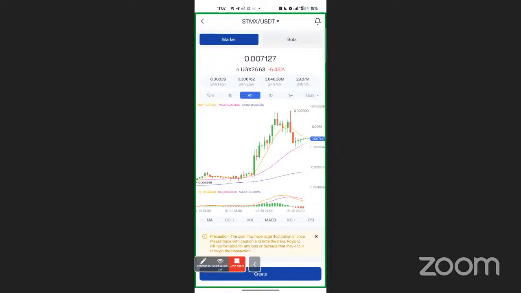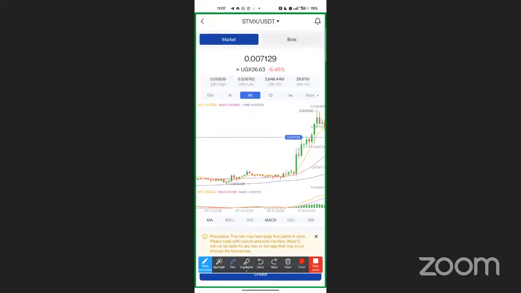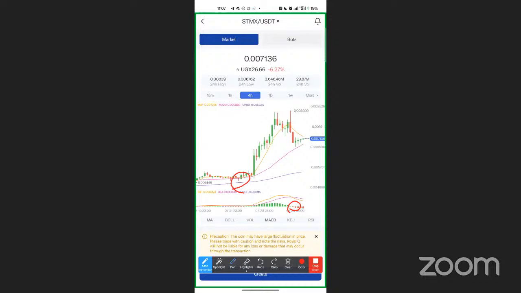So the right time to join this trade was here. Or by the way, you would have started from here at the crossover. Then this one just confirmed it for you. Now you see candles are forming above this 7 moving average, confirming that the coin is on an uptrend. Now later you see candles are forming below, showing you that this coin is still on a downtrend.